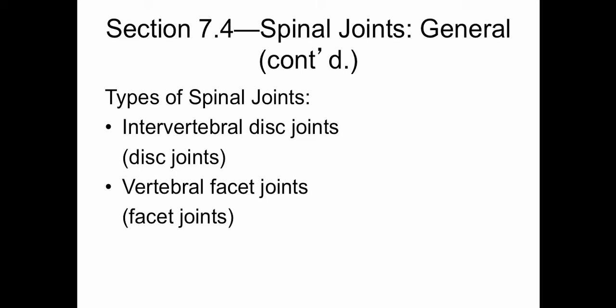An intervertebral disc joint, commonly referred to as a disc joint, is located between the bodies of two adjacent vertebrae. A vertebral facet joint, commonly referred to as a facet joint, is located between the articular processes of two adjacent vertebrae. A vertebral facet joint is also known as an apophyseal joint, or a zygoapophyseal joint, or even a Z-joint.